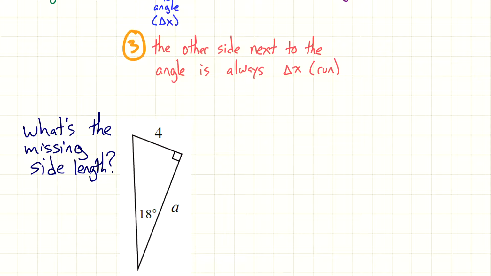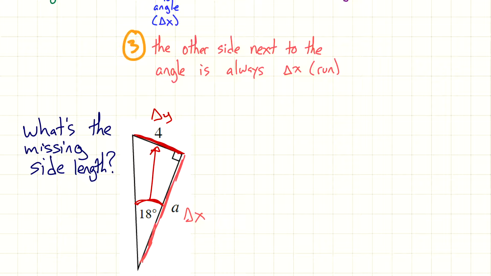So the first thing I would probably do is say, okay, I have 18 degrees, and I'm going to draw a line across from it, and this means this is going to be my delta y, which means this other side is going to be my delta x. All right, so rise over run is the same as y over x.